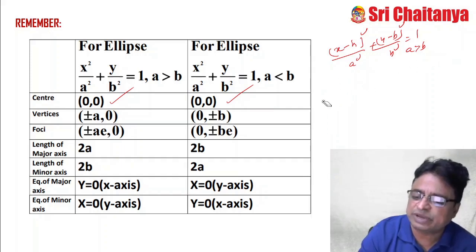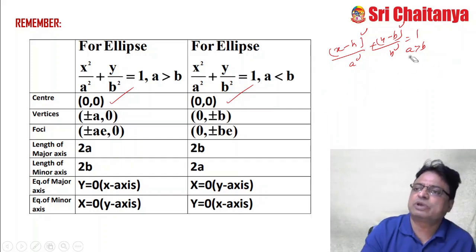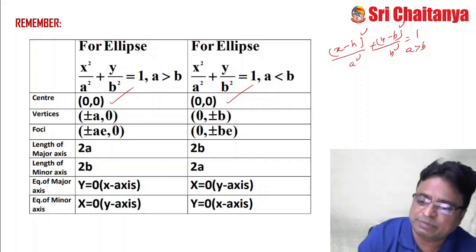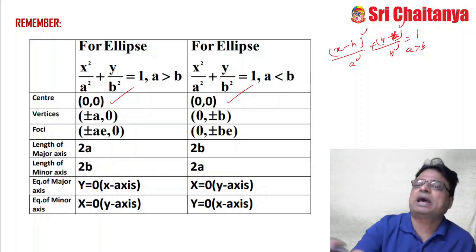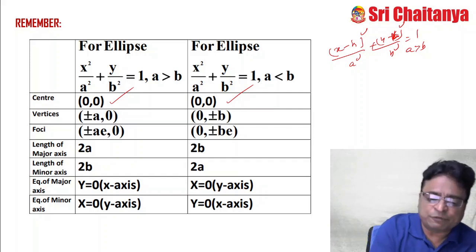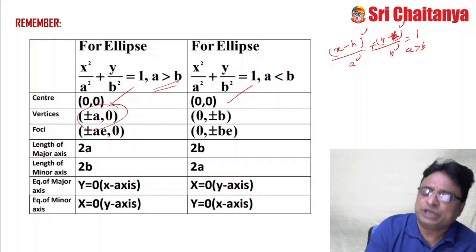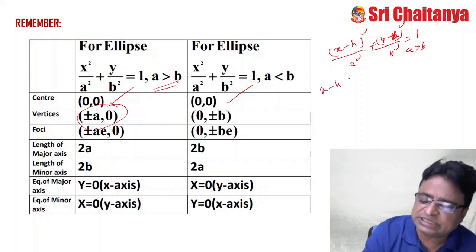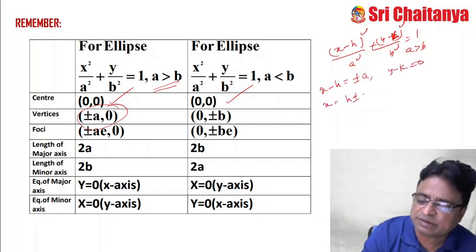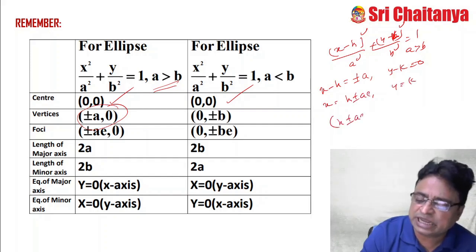The center, coordinates of the center for (x minus h) whole square by a square plus (y minus k) whole square by b square is equal to 1 for the a greater than b case. And this is where the major axis is parallel to the x-axis. And of course for a greater than b, the vertices are plus or minus a comma 0. Here you have to equate x minus h is equal to plus or minus a and y minus k is equal to 0. Therefore, x is equal to h plus or minus a and y equal to k. Therefore, h plus or minus a comma k.